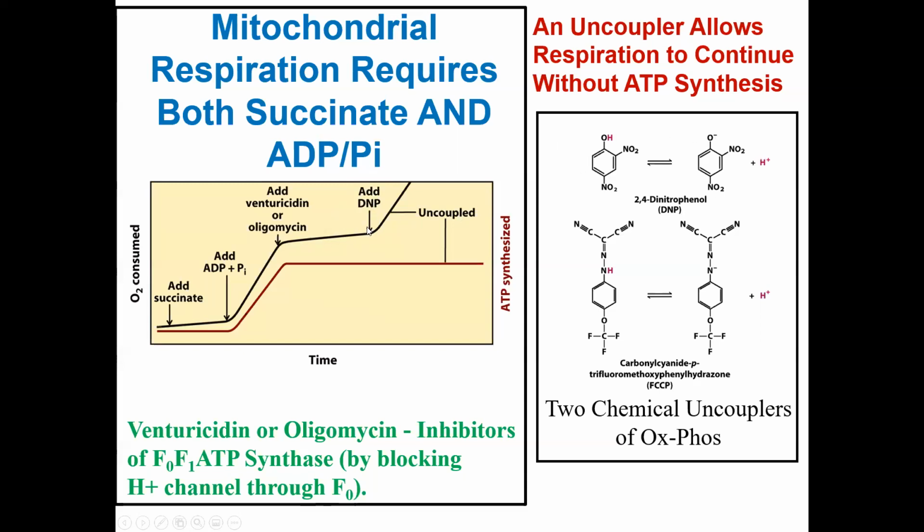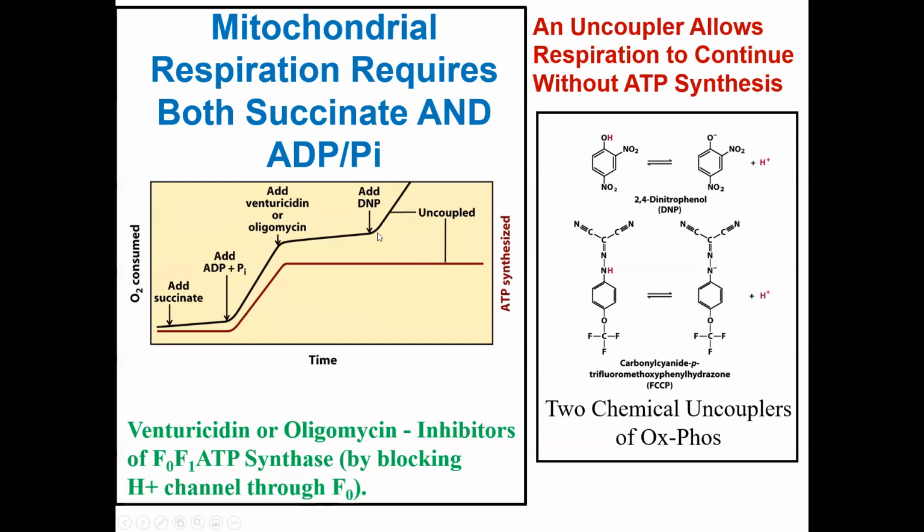Look at this plot first. I want you to focus here on the left-hand side. Add DNP. Once you add DNP, it seems like oxygen consumption goes up, but ATP synthesis still doesn't begin. Interesting, right? What happens there? It is basically uncoupling the process of respiration from ATP synthesis. That's why it's called an uncoupler.